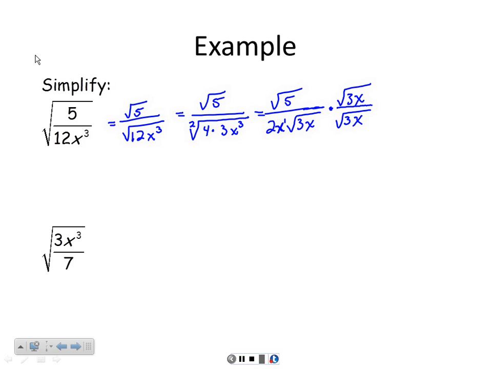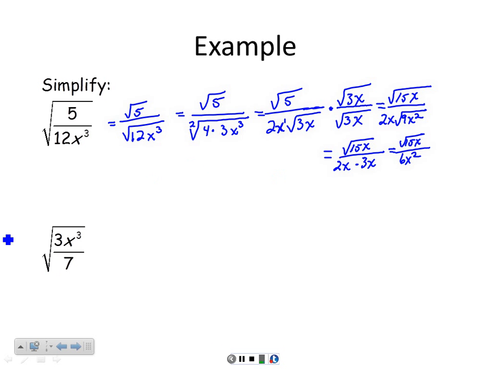So top and bottom. So what I'm going to have now is the square root of 5 times the square root of 3x is the square root of 15x. Can't do anything with the 2x because it's a whole number, but the square root of 3x times the square root of 3x is the square root of 9x squared. So now we have the square root of 15x over 2x times the square root of 9x squared, which is 3x. So we're going to have the square root of 15x over 6x squared. And you can't reduce anything because remember, one's a radical, one's a whole number, so you can't reduce any of that.